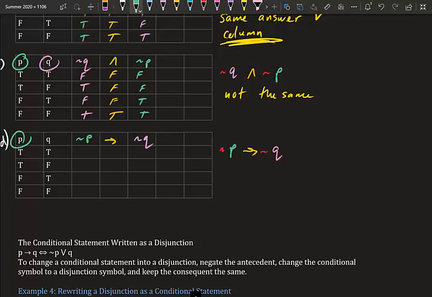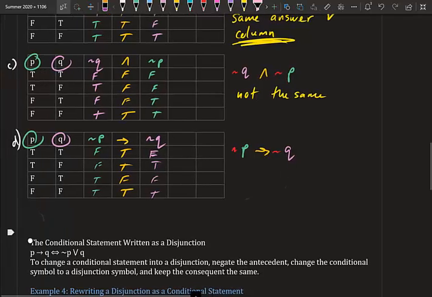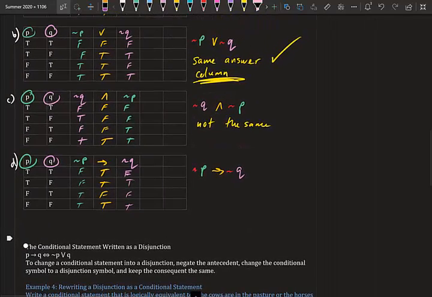All right, so opposite P. Sorry, wrong column. Opposite Q. Now we bring it together with if then. So remember, for if then, the only thing that's false is TF. So we have false, false, that is true. False, true is true. True, false is false. True, true is true. So if we compare answer columns, it is not the same. So the only one that is the same is B.